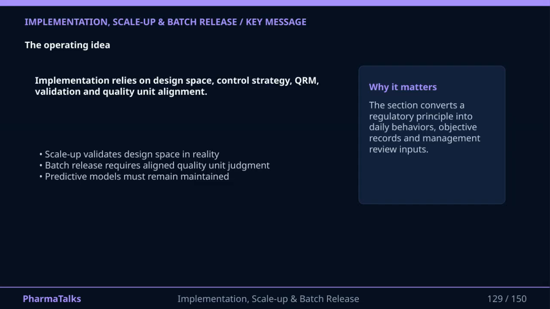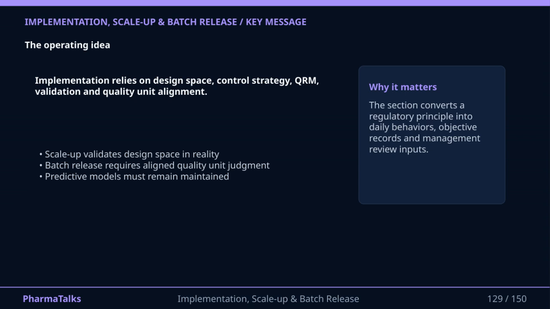Here, we focus on the critical phase of implementation, scale-up, and batch release. The key idea is that successful implementation depends heavily on several interconnected elements: the design space, control strategy, quality risk management, thorough validation, and strong alignment with the quality unit.